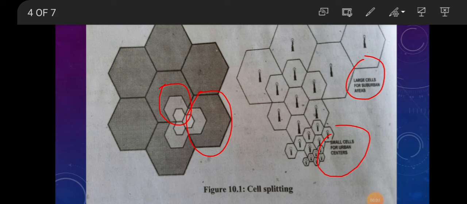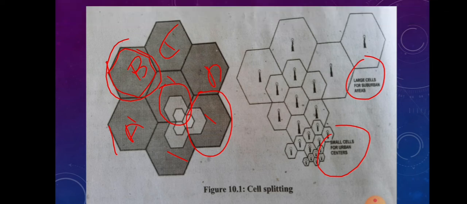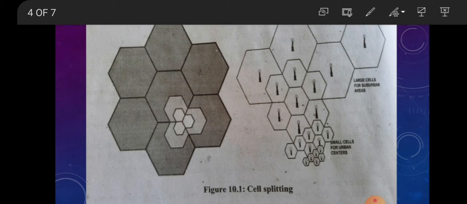Like this you can draw 7 hexagonal cells: 1, 2, 3, 4, 5, 6, 7. These are a 7 cell cluster. You can draw the 7 cell cluster on graph paper with each side of the hexagon to be 1 centimeter. Then you mark them as A, B, C, D, E, F, G. Mark the center point of each side of the hexagon.